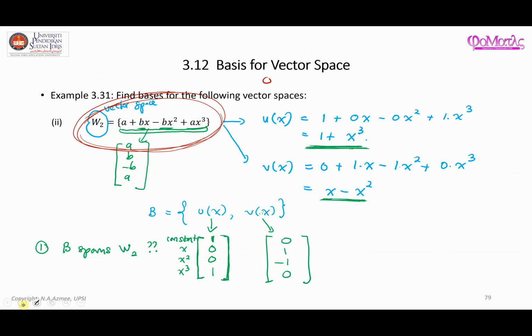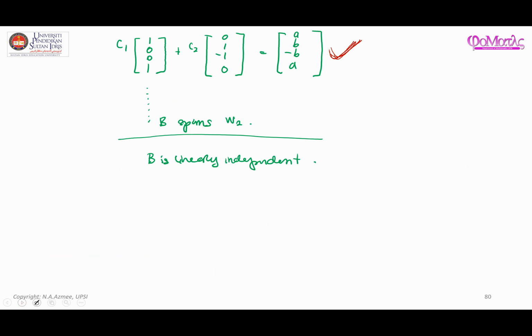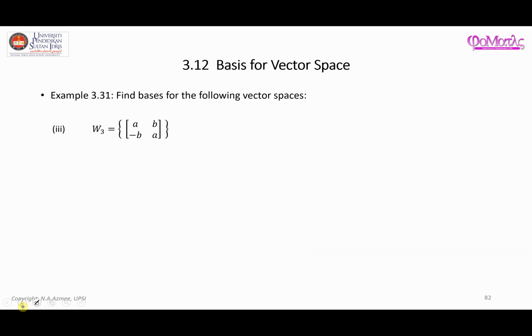Okay, and you will be able to show that this set here is a basis for this vector space that is defined as polynomial of degree 3. So go on and try and do that. I'm just going to move on to the next example here.